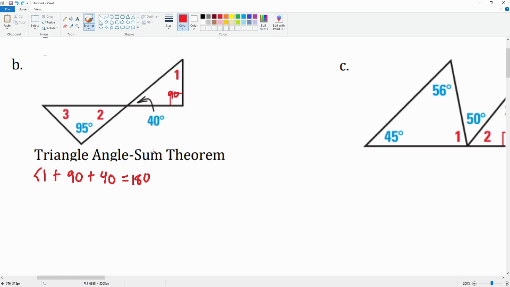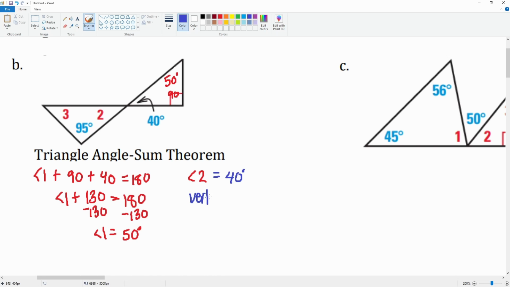Now we can add the 90 and the 40 together, giving you 130 here. So angle 1 plus 130 is equal to 180. Subtract 130 from both sides, you get angle 1 is equal to 50 degrees. So that means this value right here is 50 degrees. Okay, can we get angle 2 somehow? Yes, we do. We can get that to be 40 degrees. And the reason why we can say that angle 2 is equal to 40 degrees is because of vertical angles. All right.